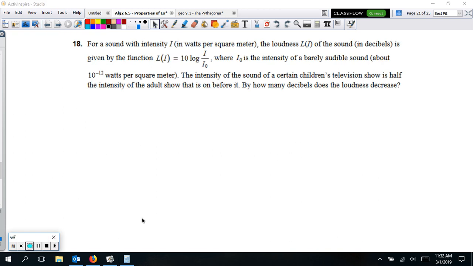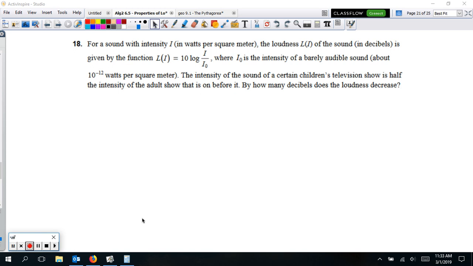Okay, so here's our last problem, number 18, that we're going to do. It says for a sound with intensity I, in watts per square meter, the loudness L of I of the sound in decibels is given by this log function here, 10 log of I over I sub 0, where I sub 0 is the intensity of a barely audible sound, about 10 to the negative 12 watts per square meter.